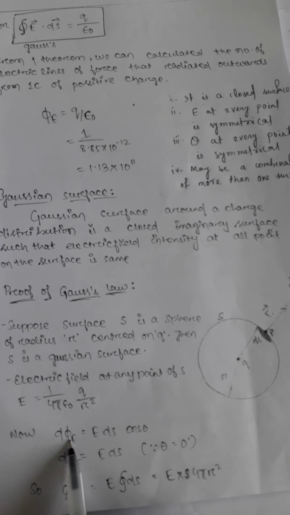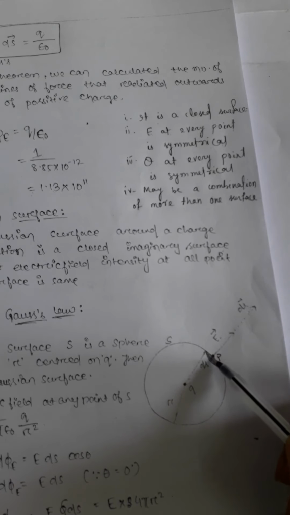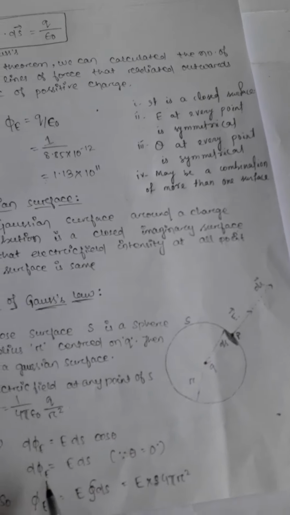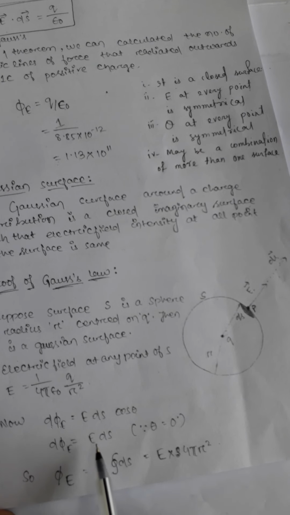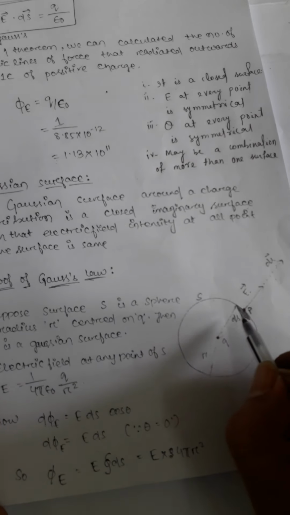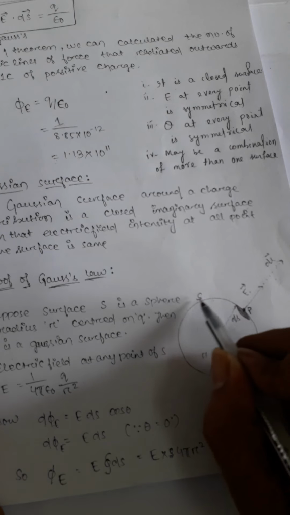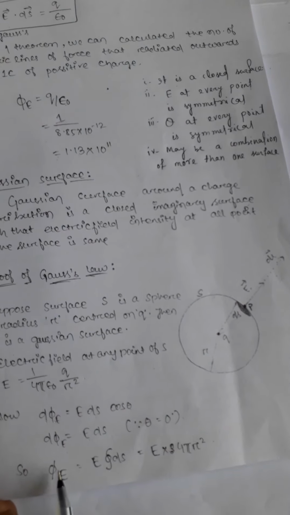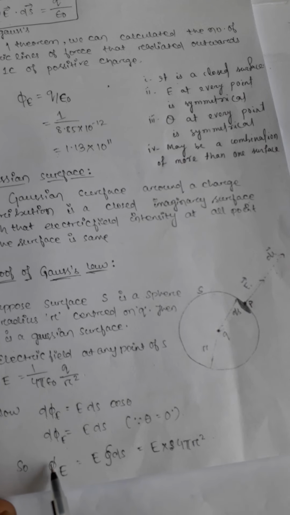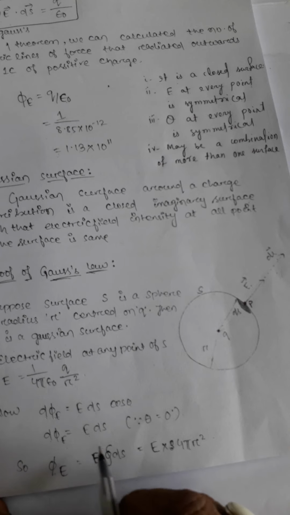Now d phi E we know, that is E ds cos theta, and theta here, theta is the angle between electric field and area vector, that is 0. So d phi E is equal to E into ds, since cos theta is equal to 1. So this is the small flux produced due to this small area ds. So the total flux will be integration of this d phi E, that is electric flux is equal to E, which is same everywhere, so E is taken outside, and we have to integrate the closed integral of ds.